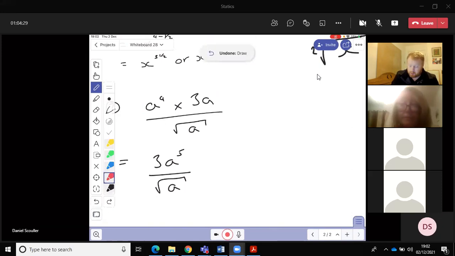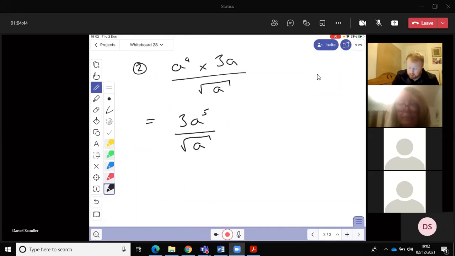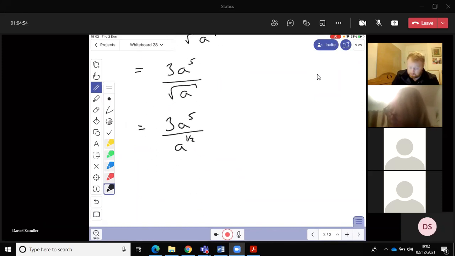So when you're multiplying indices, you're essentially just doing the 4 plus 1, and it becomes 5. The 3 multiplies by the 1 in front of the a, and just becomes 3. So we've tidied that up, and it's a little bit more manageable now. So we've got 3a to the power of 5, and if we say that to the half, it just makes life a little bit easier. 3a to the 5 minus half.